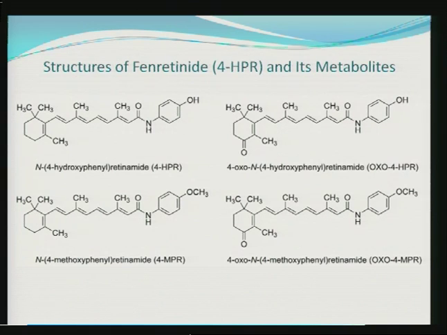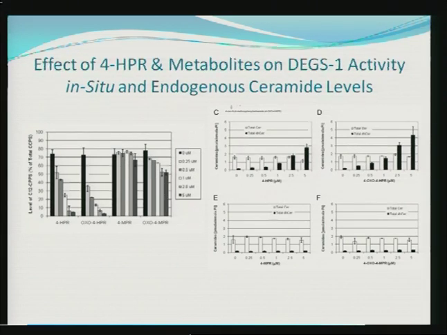Dr. Curley provided us with a putative metabolite of 4-oxo 4-MPR, which was found to not have any effects on apoptosis or cell growth. And what we found, as expected, was that 4-HPR and the 4-oxo metabolite, which are both biologically active, both decreased the enzyme activity, at least in situ. Whereas the inactive metabolites, 4-MPR and the oxo 4-MPR, had really no effect on the in situ enzyme activity in cells. And when we looked at dihydroceramide levels, there was a dose-dependent increase with both 4-HPR and 4-oxo HPR, but not so in the inactive metabolites, which really suggested that the inhibition of the desaturase enzyme is really important to the action of fenretinide.